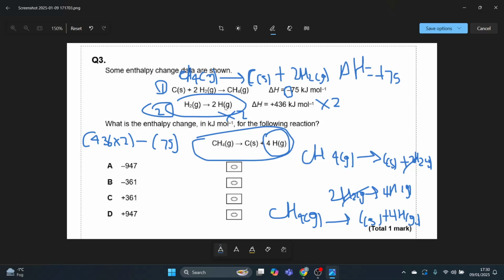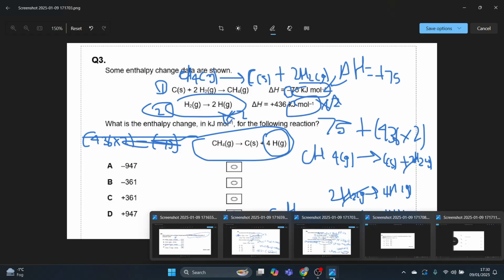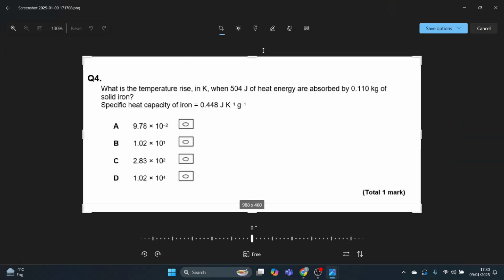Sorry. Because we've added them together now, and that's positive, and we're trying to find an enthalpy change of this, it's actually going to be 75 plus 436 times 2. Not that. 75 plus 436 times 2. 947 positive kilojoules per mole to the power minus 1. They're both in the correct units, and we're trying to get kilojoules per mole to the power minus 1, so we don't need to worry about converting the units.